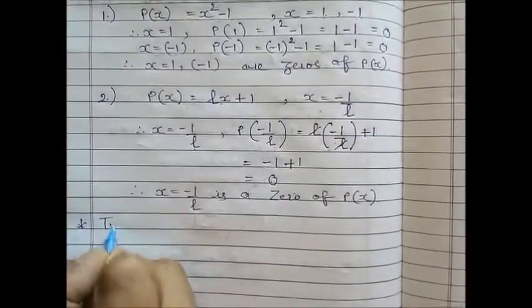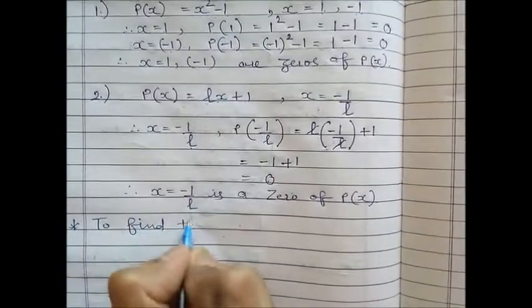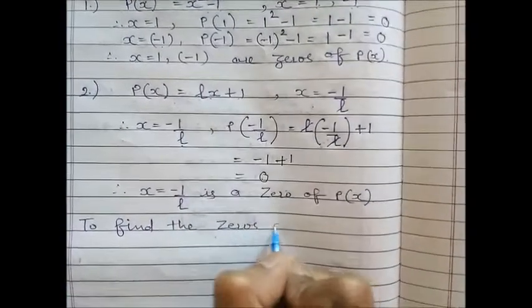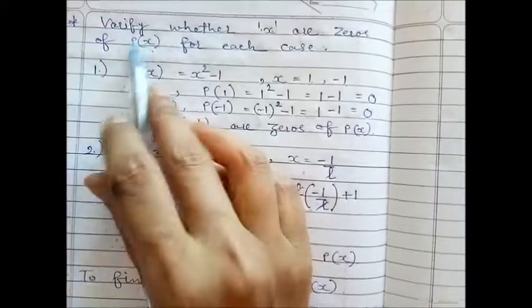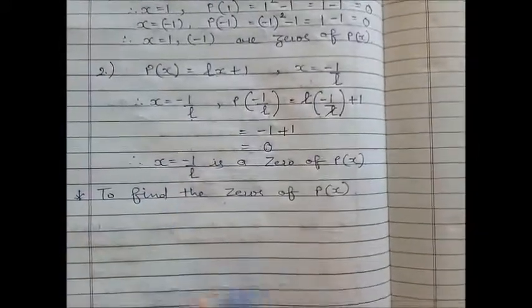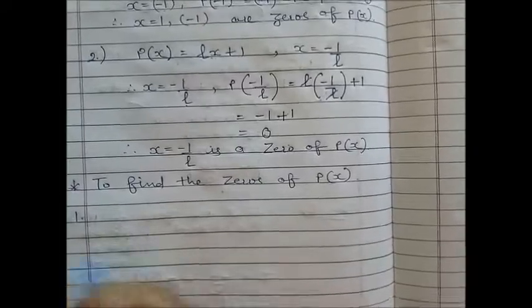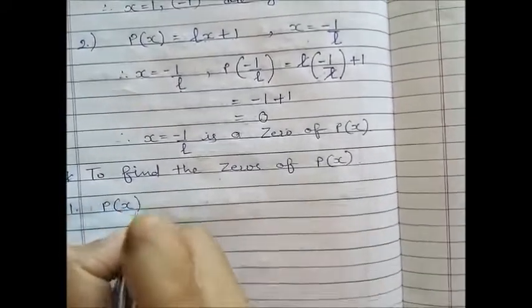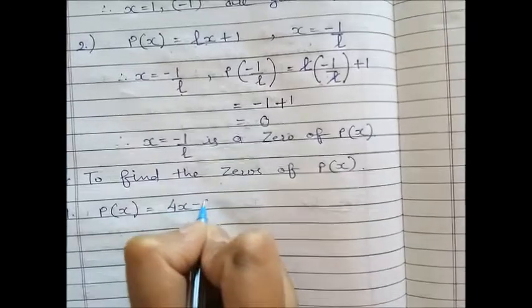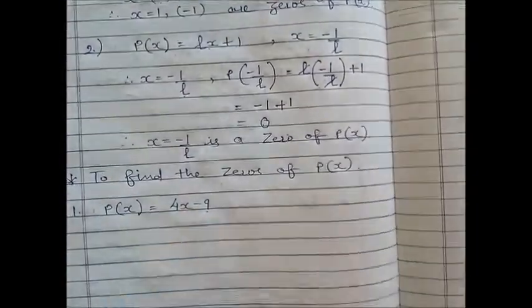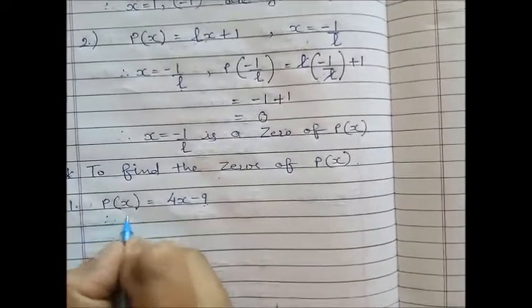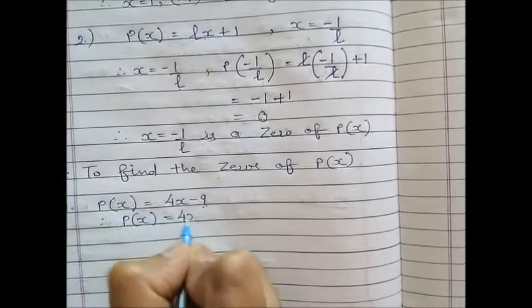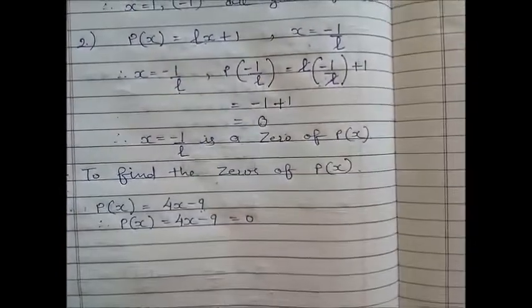This is to verify. Now let's solve to find the zeros of the given polynomial, that is p of x, right? This we have done, that is to verify. Now we will do to find. We will have to find the zero. Suppose you are given the polynomial p of x is equal to 4x minus 9, right? For this we have to find the zero. So this is a linear polynomial, right? So we can write that p of x is equal to 4x minus 9 equal to 0.